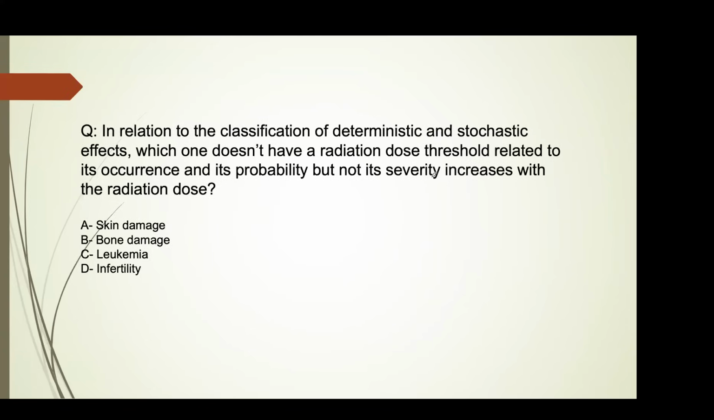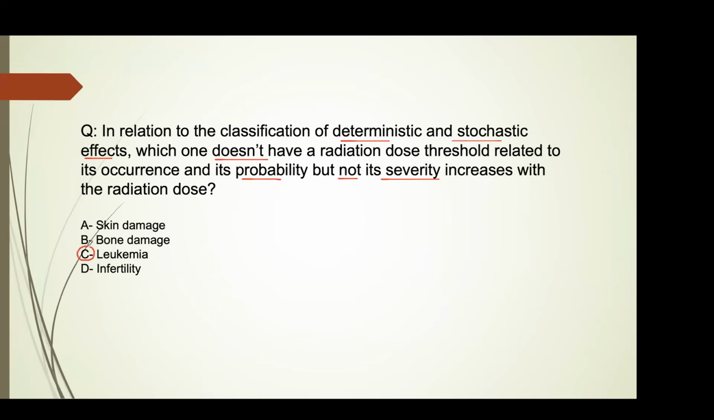So in relation to the classification of deterministic and stochastic effects, which one doesn't have a radiation dose threshold related to its occurrence, and its probability, but not severity, increases with the radiation dose? Is it A, skin damage, bone damage, leukemia, or infertility? This one's a bit of a confusing question, so I'll give you guys a second to think about it. Okay, so for this one, the answer is C.